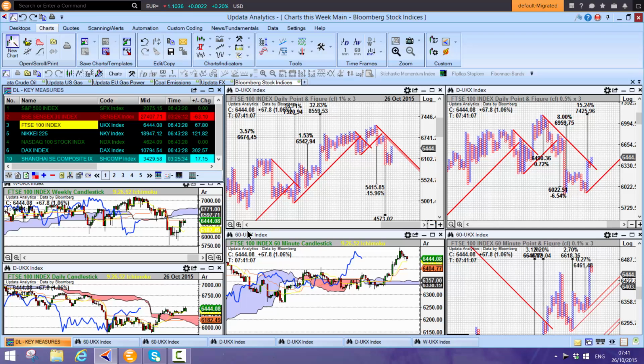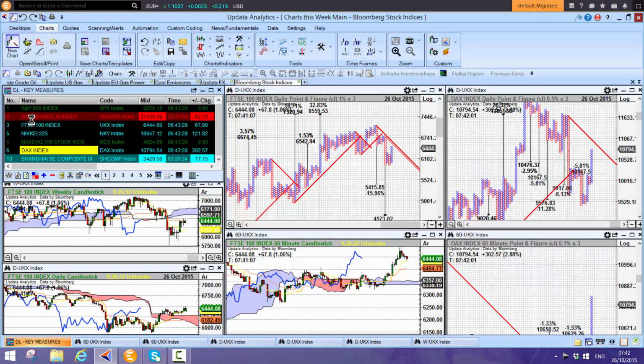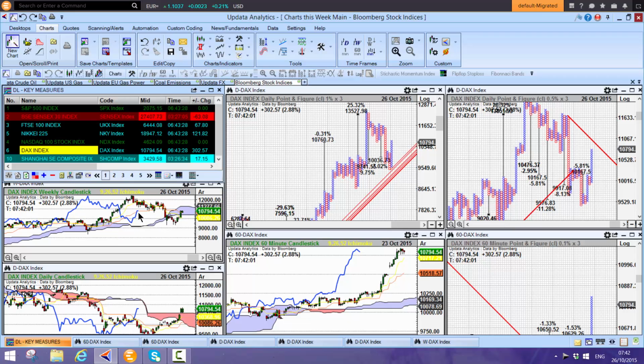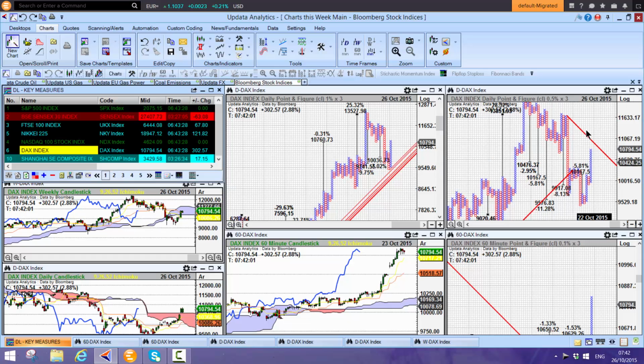So looking pretty good. If we take a look at the DAX, much the same picture, bullish on the weekly, not quite yet through on the daily, and bullish on the 60-minute chart. Lots of support here on the 1% chart, so the DAX is looking pretty strong. Not quite above on the 0.5% chart, so that is one slight difference, but the market is looking good in the longer term.